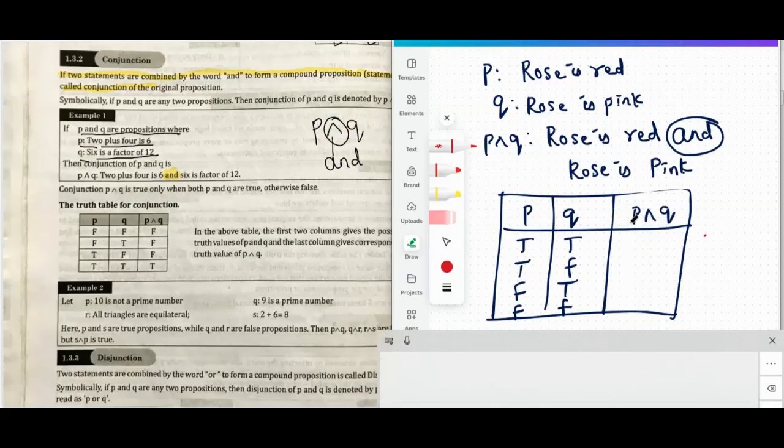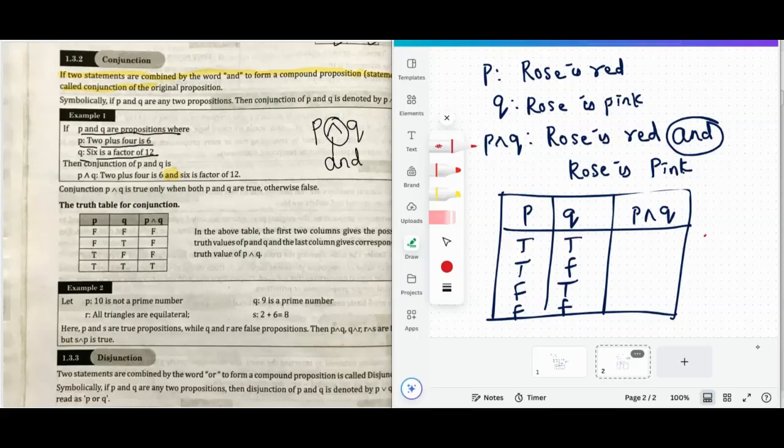So if you take the truth table for "and", we have to take T and T, it is T. In all other cases, the answer will be false for conjunction. So whenever it is true and true, the answer will be true. Otherwise, the answer is false for the conjunction.